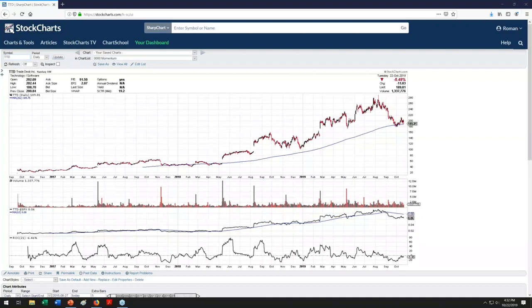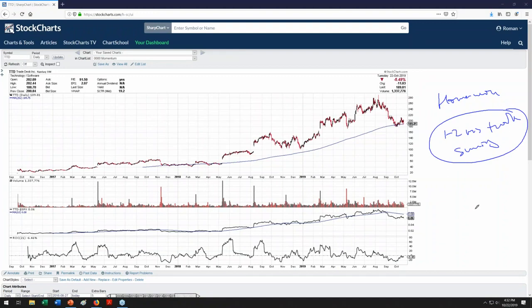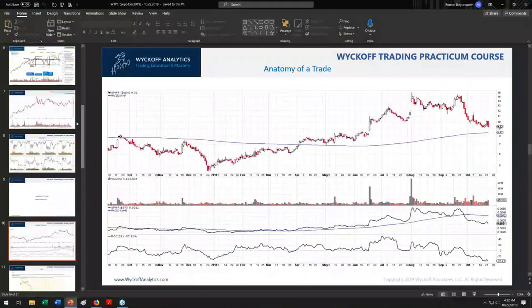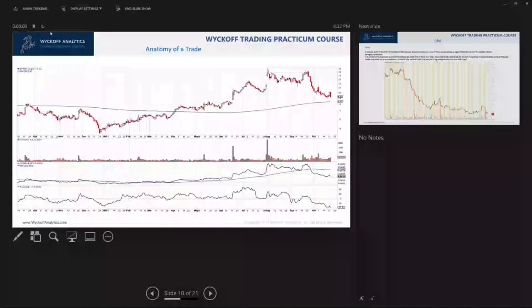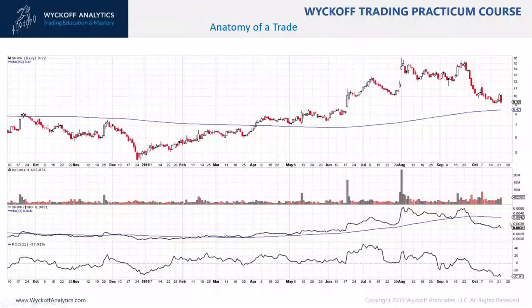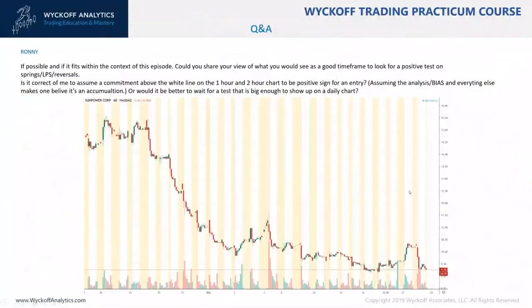Again, remember that we are looking for a one to two month trade, which is a swing trade. That's our goal. Could be both on the upside and on the downside. All right, great. I'm happy that we're done with that.